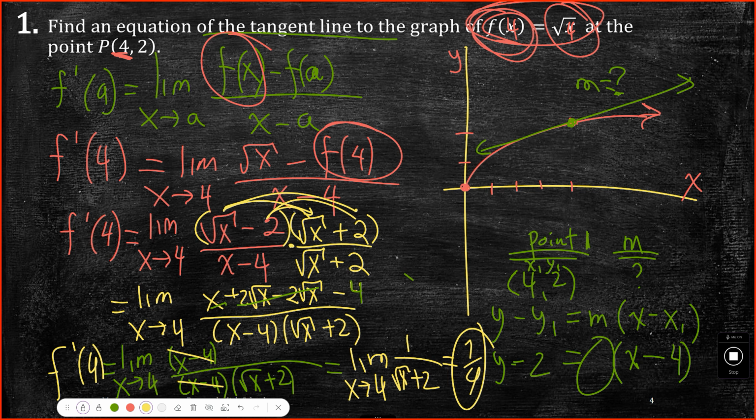And now that we do know what it is, 1/4 is our slope at this point. So it's a rise up 1 over 1, 2, 3, 4. And that is the slope at that point. And now this is the equation of the tangent line to the graph of this square root function.